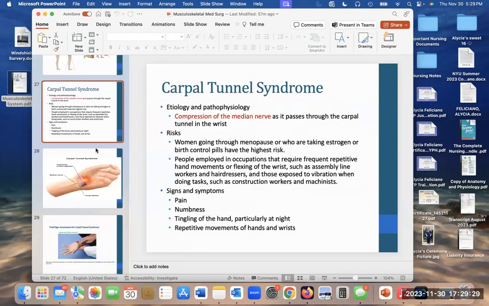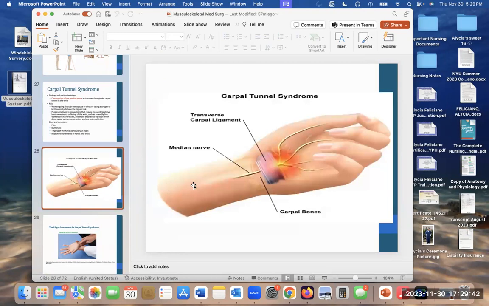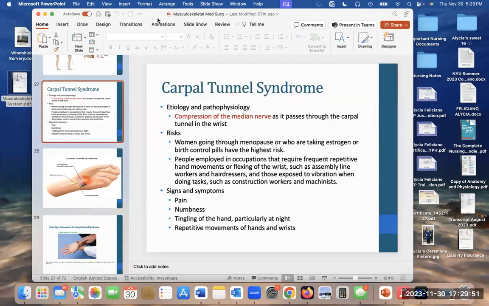So we have another really, really important musculoskeletal related disorder, and it is carpal tunnel. Now, carpal tunnel is when we compress a median nerve, and it runs right in the center of your wrist. And there's actually a few different tests that you can do.